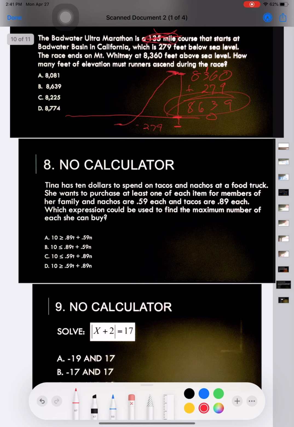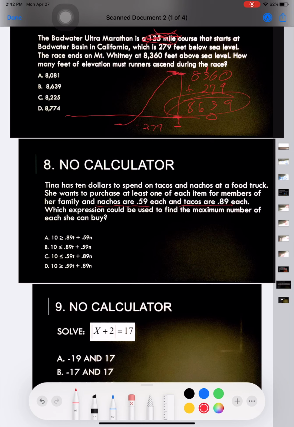And number 8, last two. Tina has $10 to spend on tacos and nachos at a food truck. She wants to purchase at least one of each item for the members of her family, and nachos are 59 cents, the tacos are 89 cents. Which expression could she use to find the maximum number of each she can buy? So 10 has to be the most it can be. She doesn't have over $10.